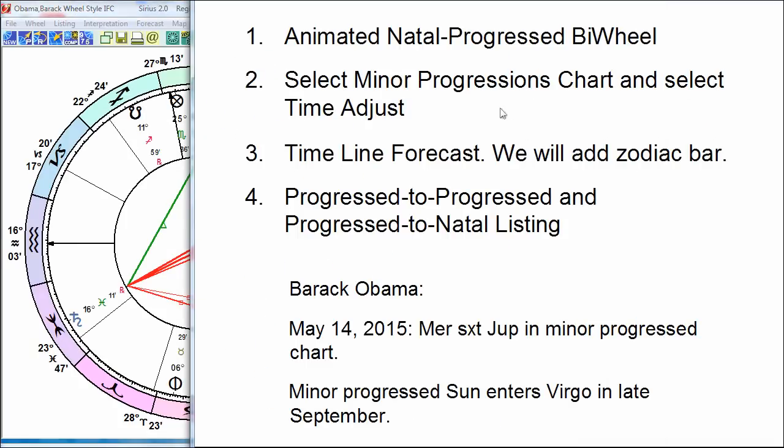So I've covered three of the four things: the animated bi-wheel, the time adjust of a progressed chart, the timeline forecast, and we added that zodiac bar. That's pretty cool. And you can always do a progress to progress text listing. Those are available.